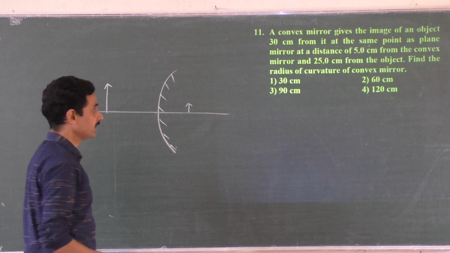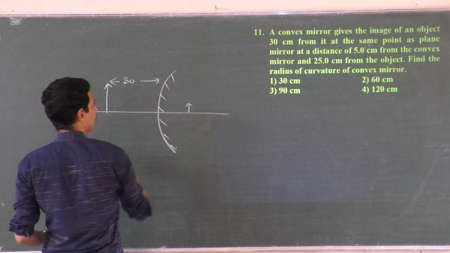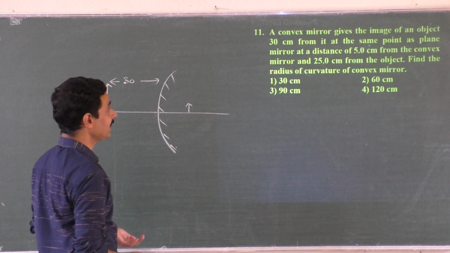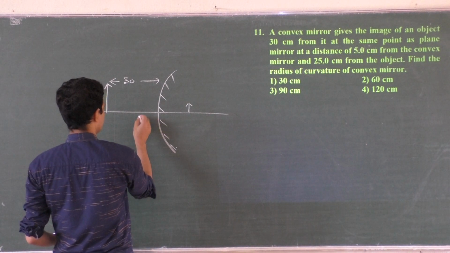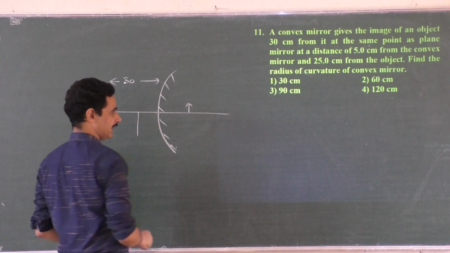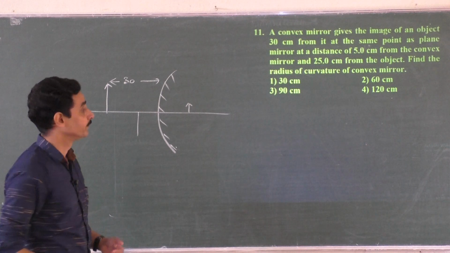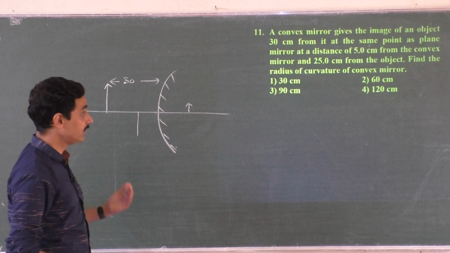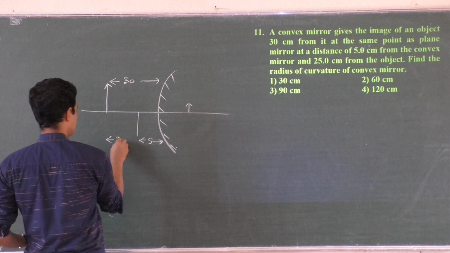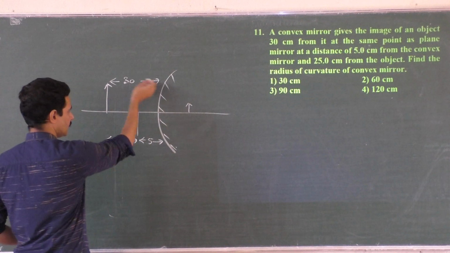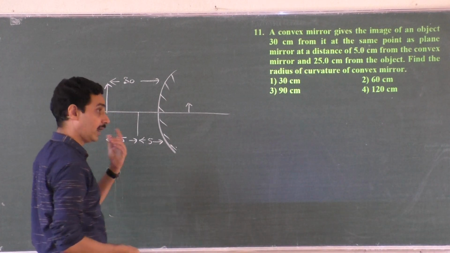Now distances are given. A convex mirror gives the image of an object 30 centimeter from it, at the same point as a plane mirror at a distance of 5 centimeter from the convex mirror. There is a plane mirror at a distance of 5 centimeter from the convex mirror, and if a plane mirror has to be placed, where will you place the reflecting side and silvered side? This is 5 centimeter from the convex mirror and 25 centimeter from the object. That is obvious because the total should be 30.